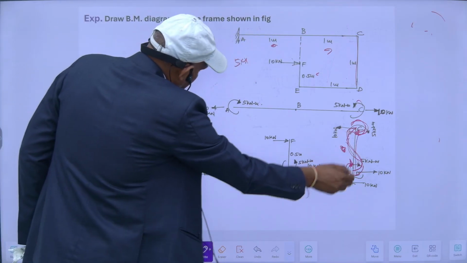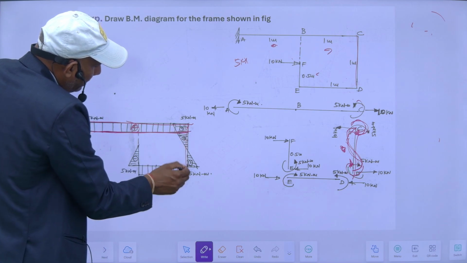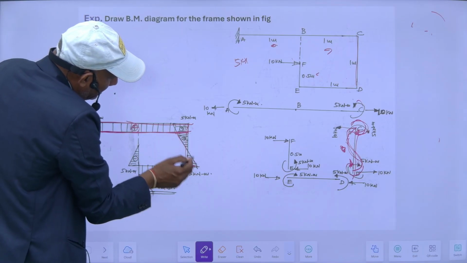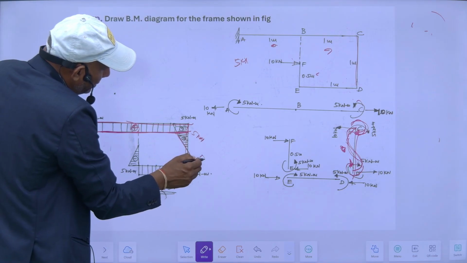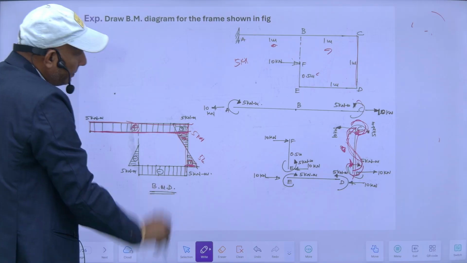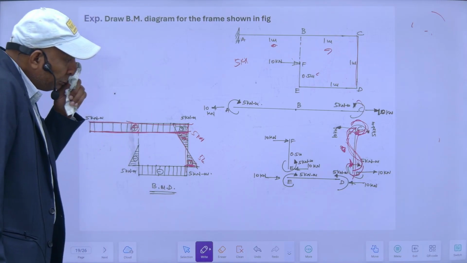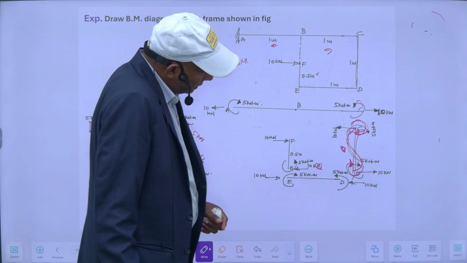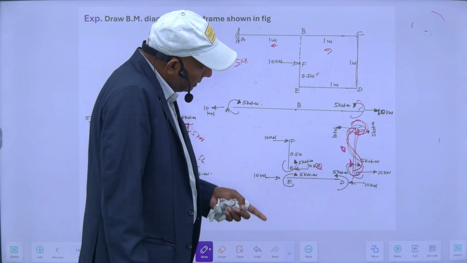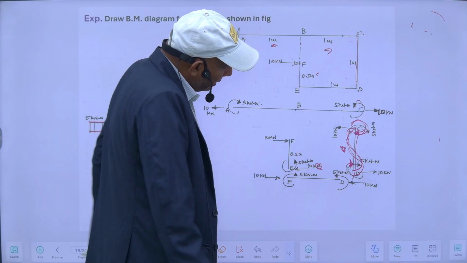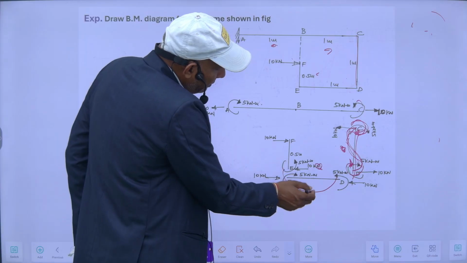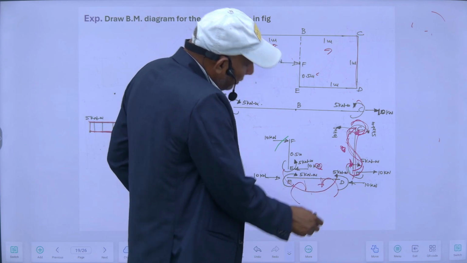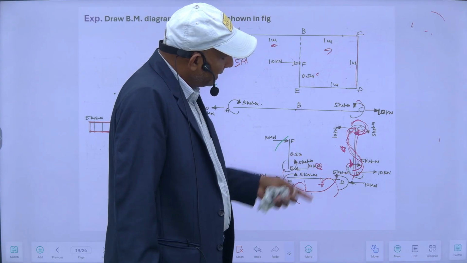So I will draw in this side. So this is 5 kilonewton again, sagging, and this is hogging here. So this is also 5 kilonewton meter. This is positive sagging, and this is negative hogging. Then again, suppose I am standing here and watching this beam, so it will become hogging. From this side it will be hogging. From this side it will be sagging, but from this side it will be hogging.